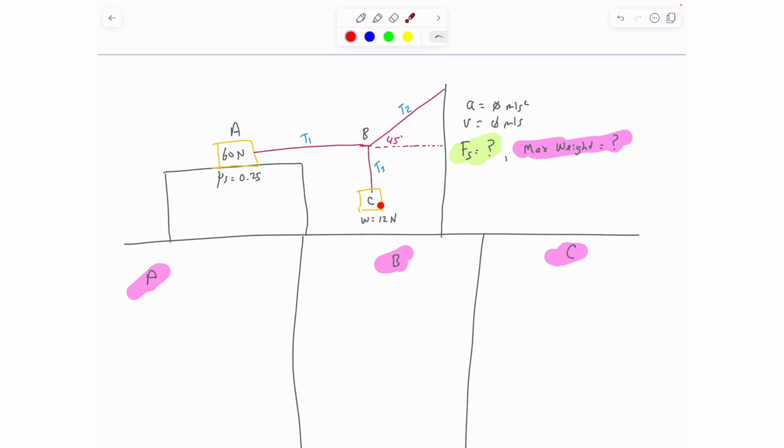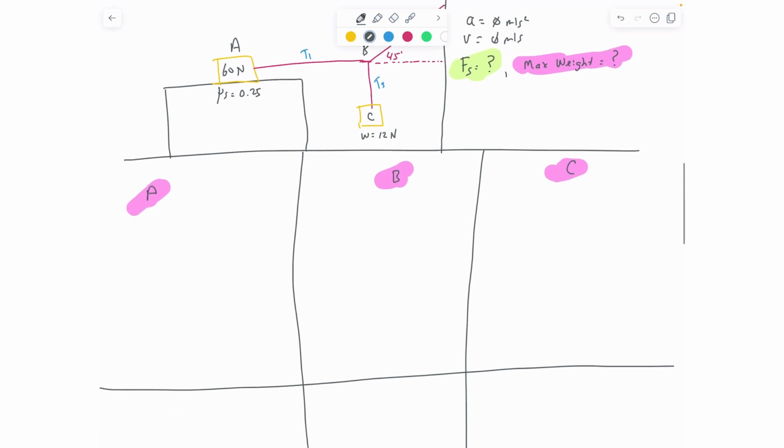The best way to solve one of these problems is a free body diagram. So we're going to start off with A first. This dot represents the block A. And A has weight, pulling down on it. And this weight is 60 newtons.